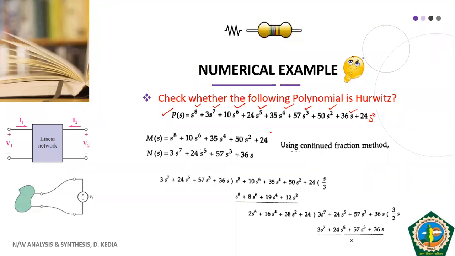So for the sufficient condition to be satisfied, we need to use the continued fraction method. For that, we will have to split our polynomial into two: one is your even polynomial, another is your odd polynomial. Here you can see that in MS we have all the even terms present, and in NS we have all the odd terms present. So now we will do the continued fraction method.